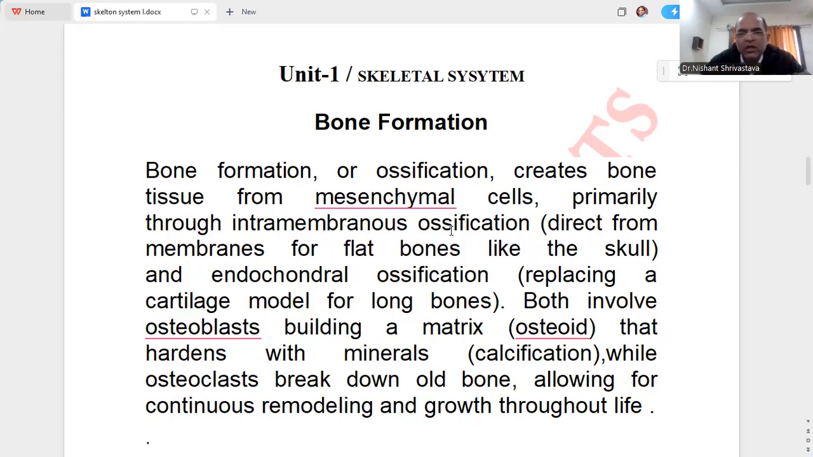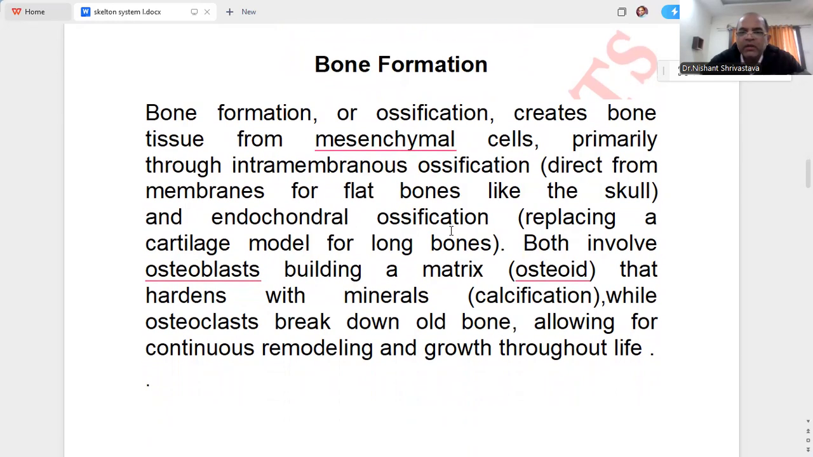Bone formation, or ossification, creates bone tissue from mesenchymal cells, primarily through intramembranous ossification, directly from membranes for flat bones like the skull, and endochondral ossification, replacing a cartilage model for long bones.